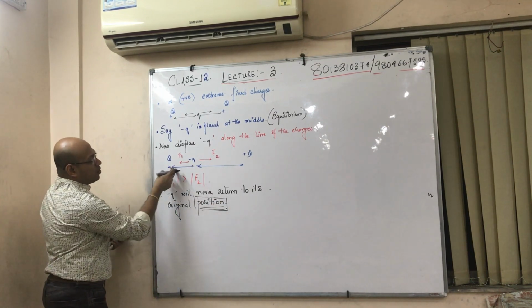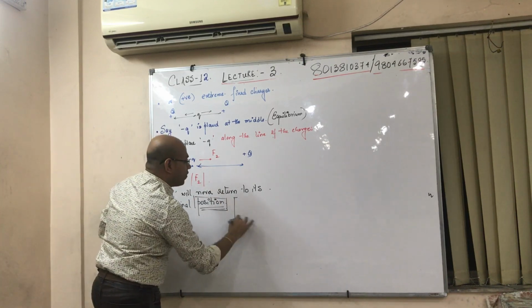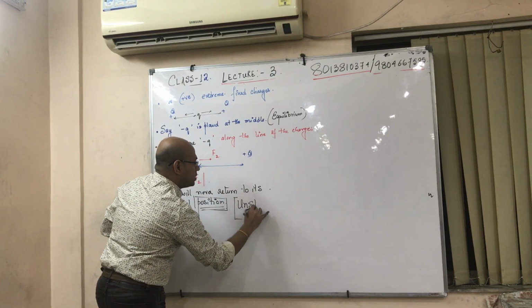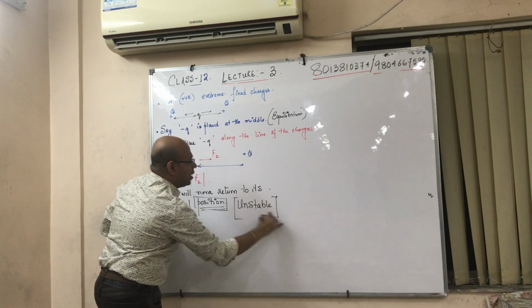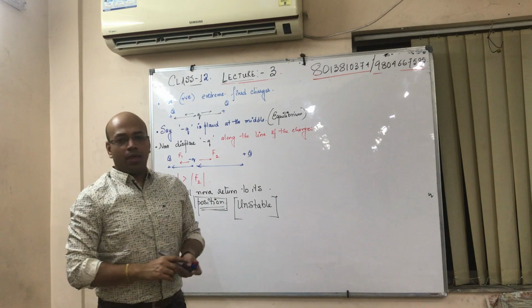So it won't come back to its mean position. So what sort of equilibrium is this? This is unstable equilibrium.